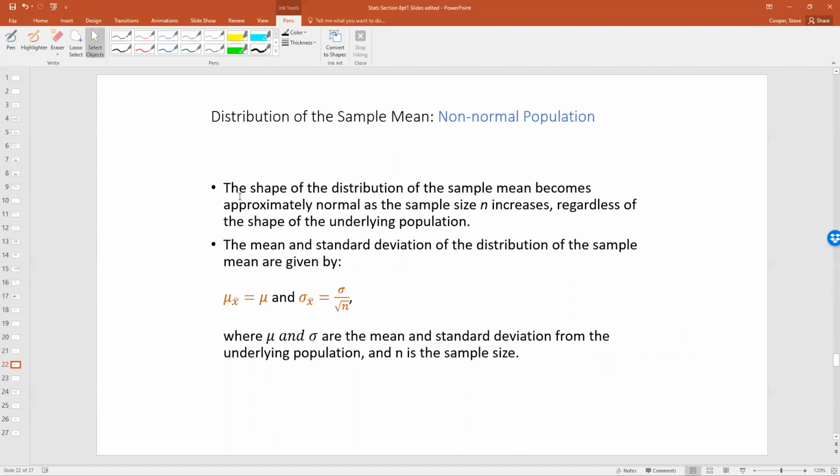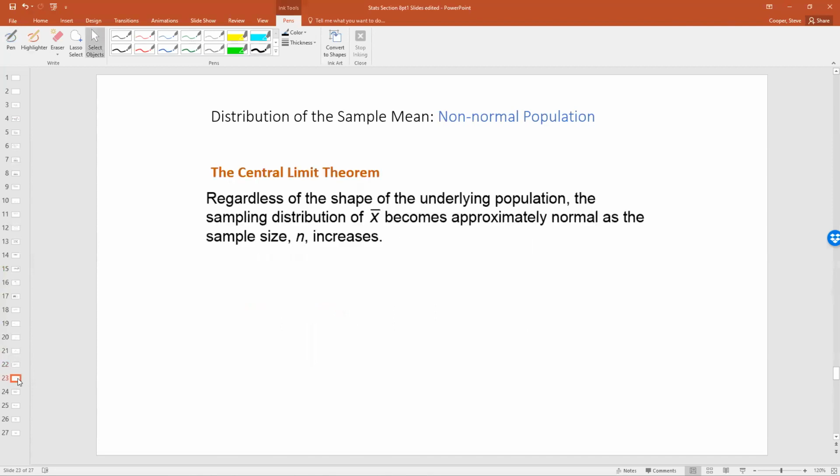Okay, so what we're going to say then about this is that the shape of the distribution of sample means becomes approximately normal as the sample size n increases, regardless of the shape of the underlying population. And what's nice about it is that we calculate mu just as we did before, and we calculate sigma just as we did before. Okay, so what we need is, based on the central limit theorem, we need a fairly large n.